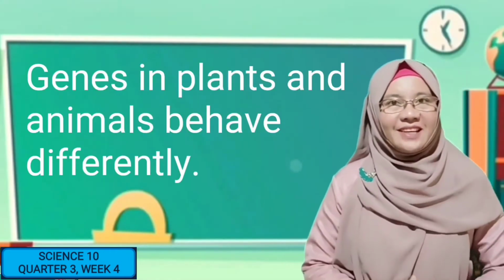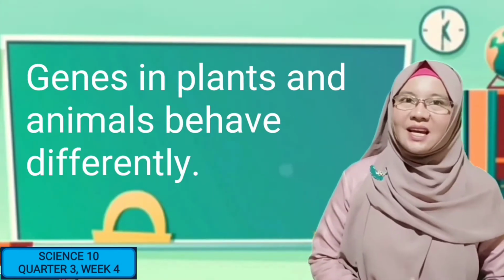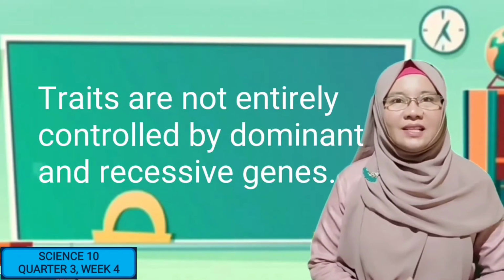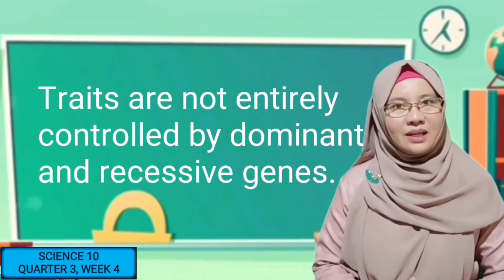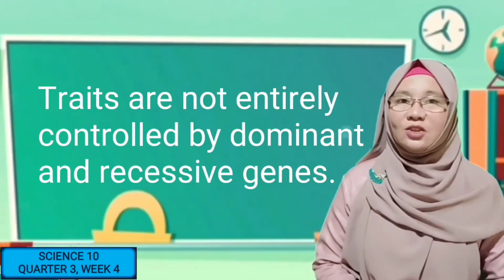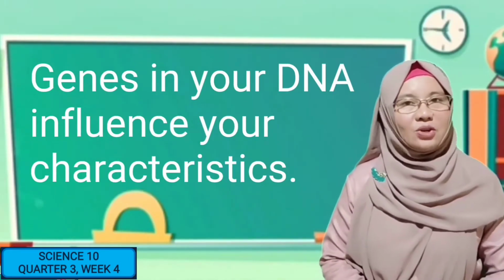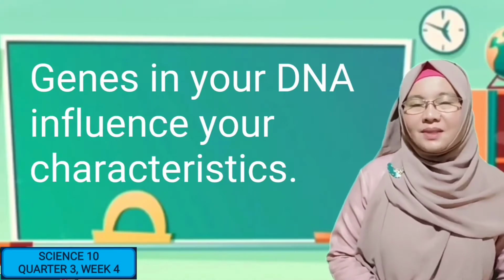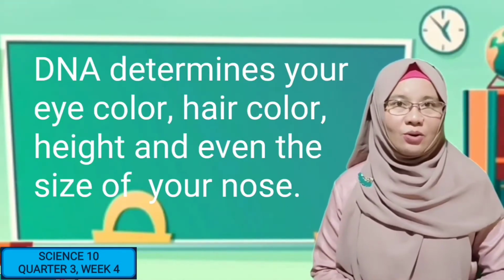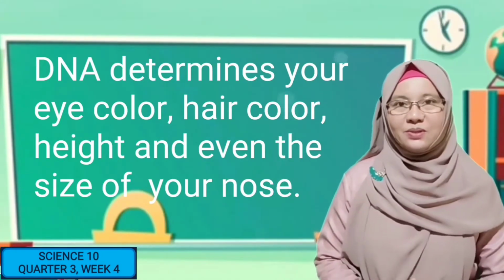You have learned in grade 9 that many genes in plants and animals behave differently than the genes that Mendel studied in peas, where traits are not entirely controlled by dominant and recessive genes. You also learned how the genes in your deoxyribonucleic acid, DNA, influence your characteristics. DNA determines things such as your eye color, your hair color, height, and even the size of your nose.